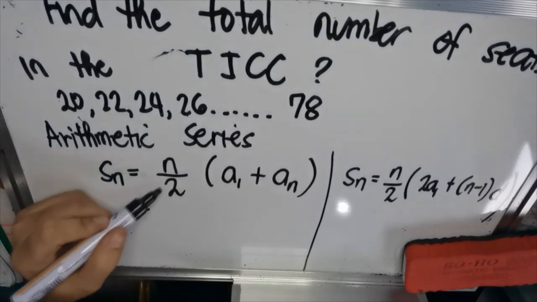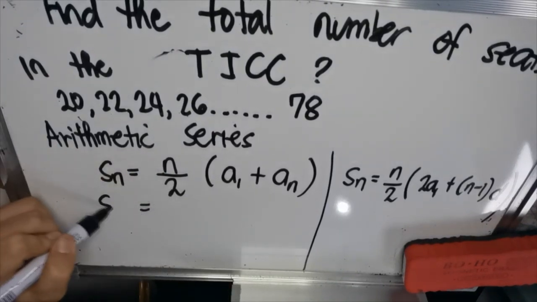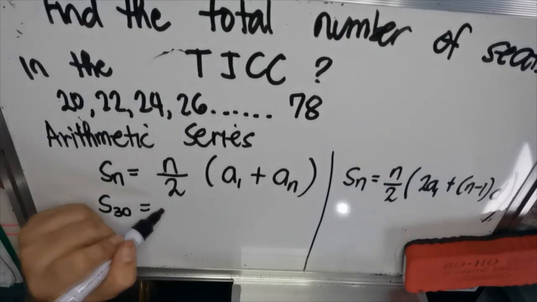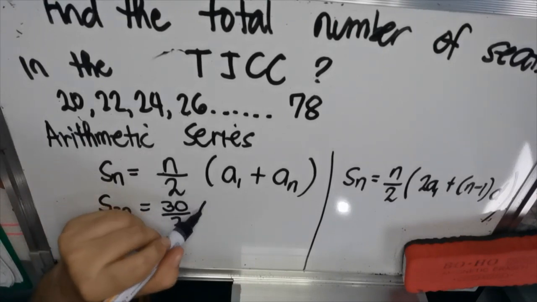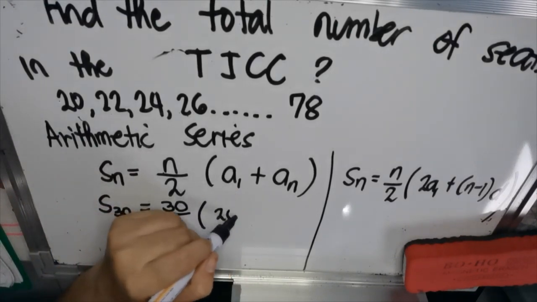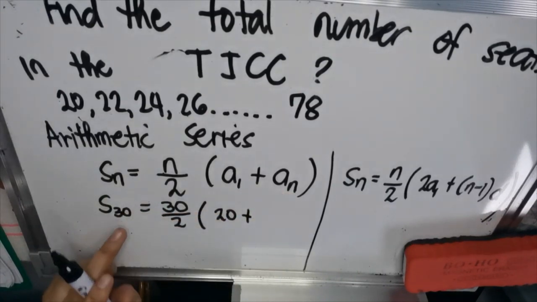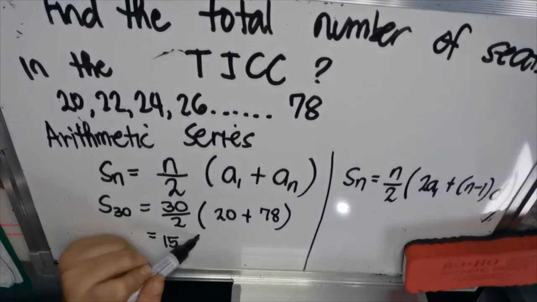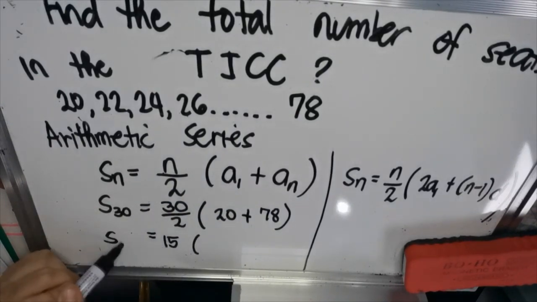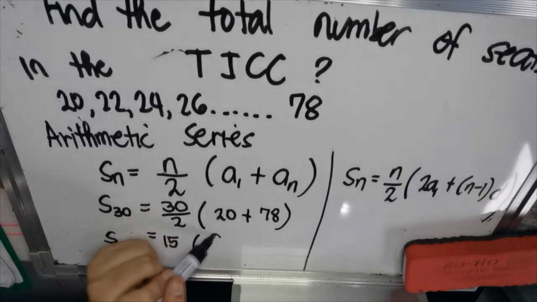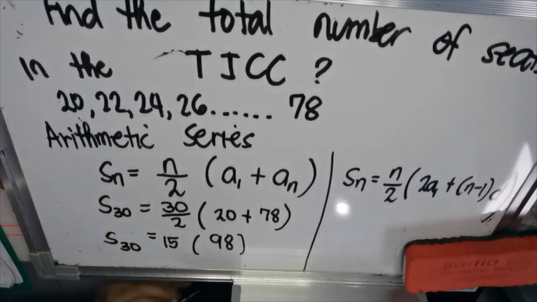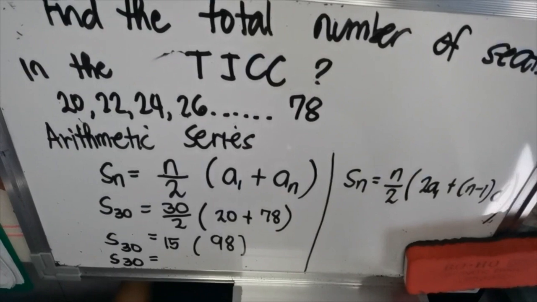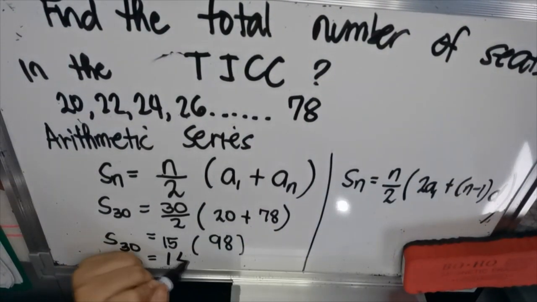Okay? So, that will be n over 2. So, sum ng ating 30. Tama? 30 na rows. So, we have here 30 divided by 2. Ang first term natin is 20. Ang last term natin sa pang 30 na row is 78. Okay? So, that will be 15, tama? 30 divided by 2 is 15. Times 98. So, the sum nung ating given is 1,470.